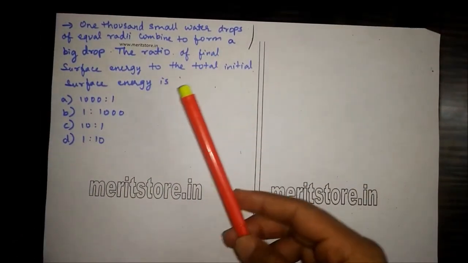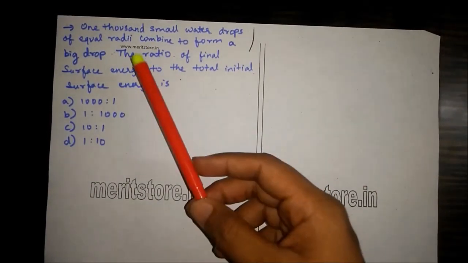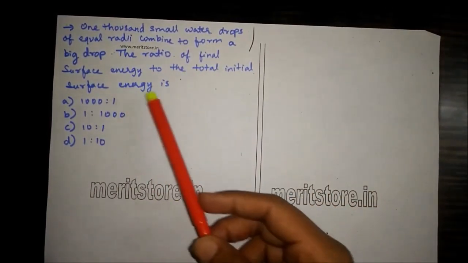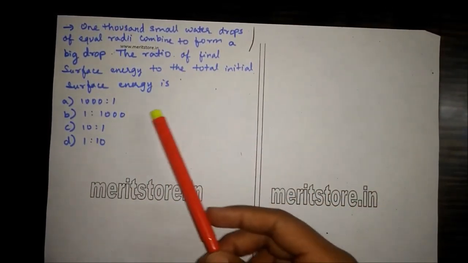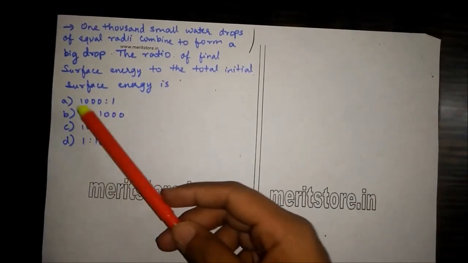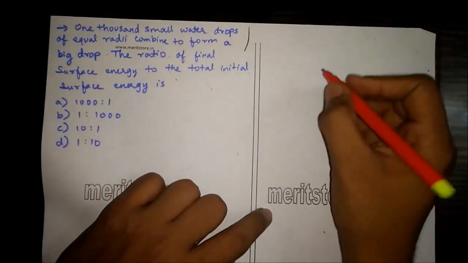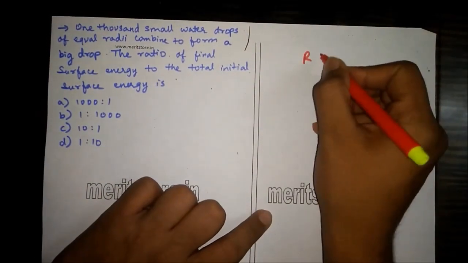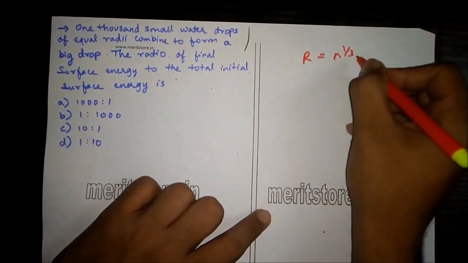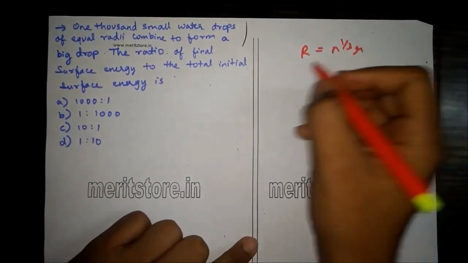1,000 small water drops of equal radii combine to form a big drop. The ratio of the final surface energy to the total initial surface energy is 1000 is to 1, 1 is to 1000, 10 is to 1 or 1 is to 10. Now as the volume remains constant, therefore the radius of the big drop is equal to n raised to 1 by 3 into the radius of the small drop.